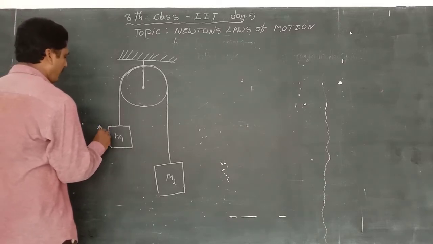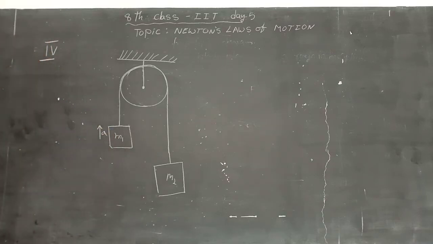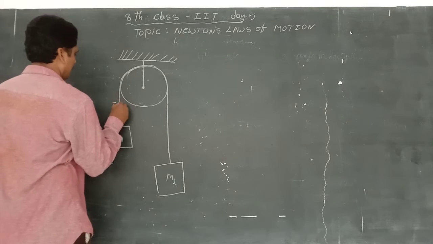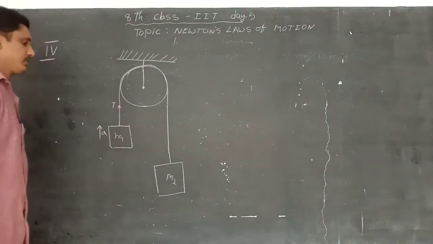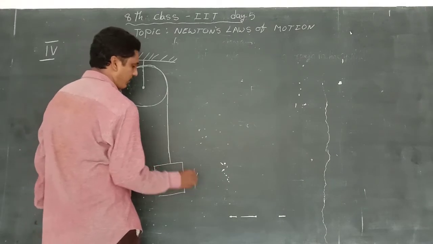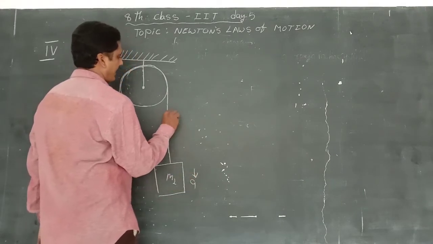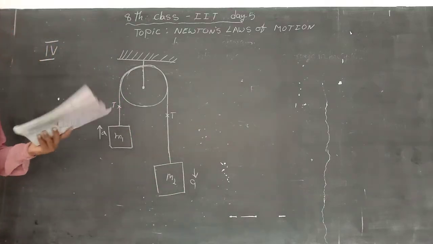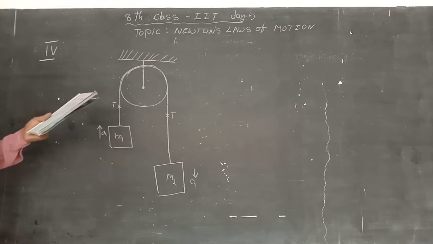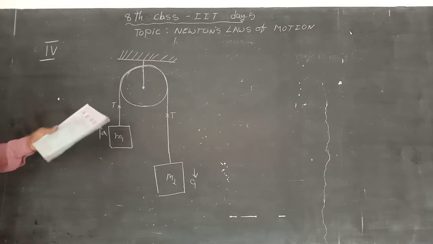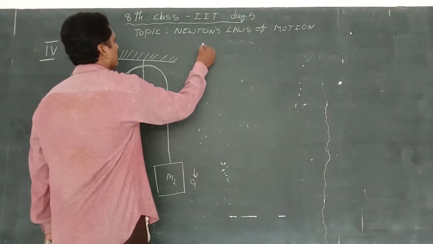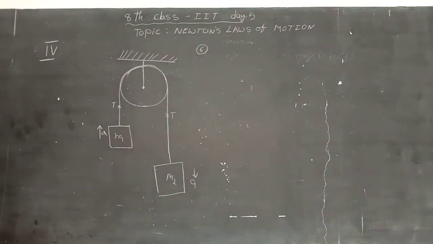the acceleration of M1 is in upward direction. This is the tension in the string. The acceleration of M2 is in downward direction. This is the tension. Okay? First bit. Sixth bit. Free body diagram of M1. Sixth bit. Solution.